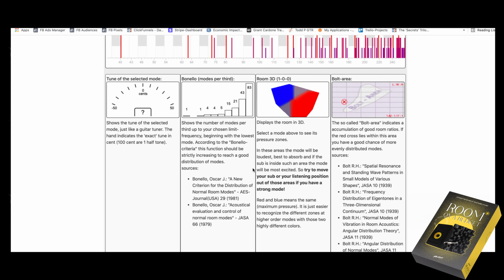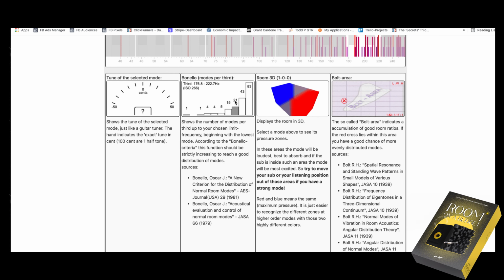And there's other stuff here as well, like you can look at the modes per third and read what this is all about. It shows the number of modes per third up to your custom limit frequency, which is kind of interesting, right? You have the 83 hertz, 43 hertz, 21 hertz, etc. So that's showing you the third of it and how much pressure is really building up there.